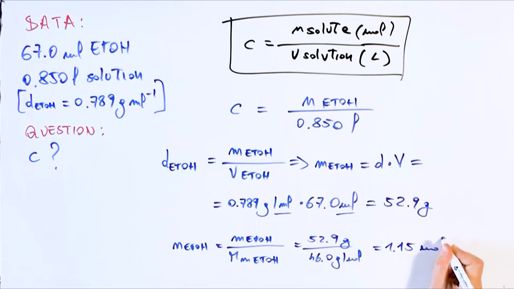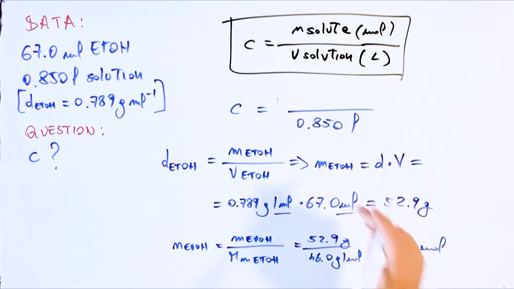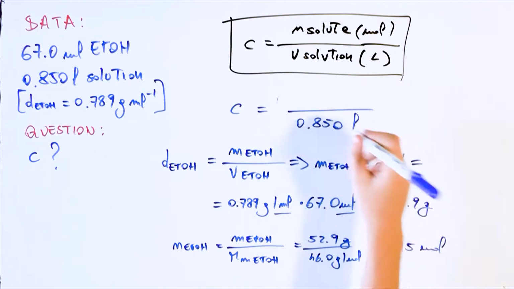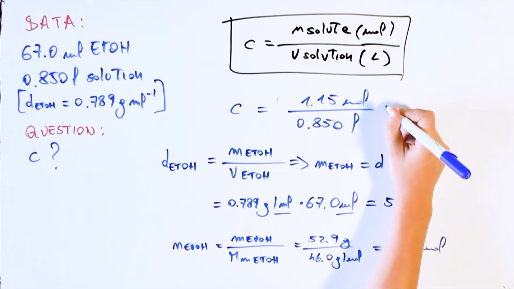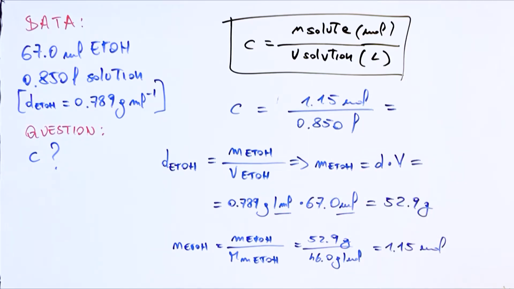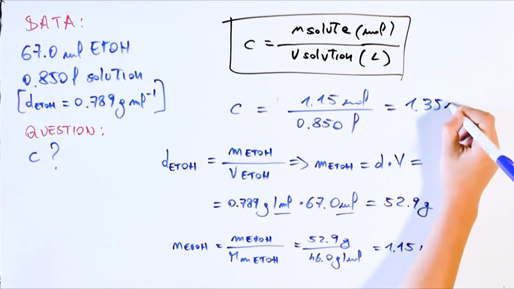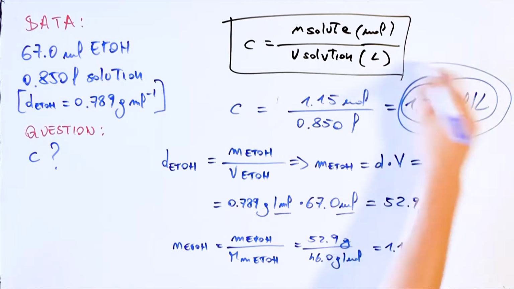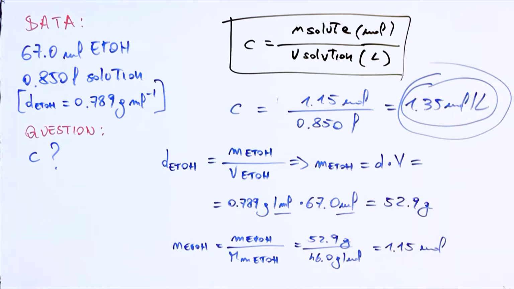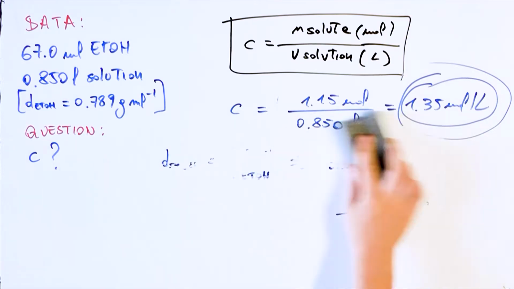So the mole equals 1.15 mole. We have now the mole of ethanol, the last unknown amount we need to know, and so we can put it here and we will easily find now the concentration, which is 1.35 mole over liter. And this is also the answer to our problem. I will erase it now to go to the fourth problem.